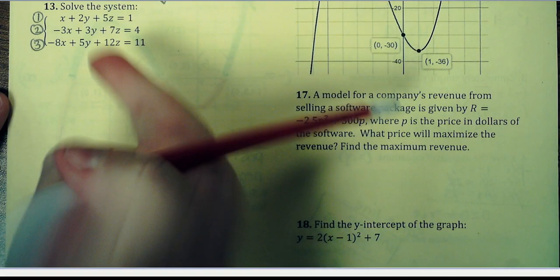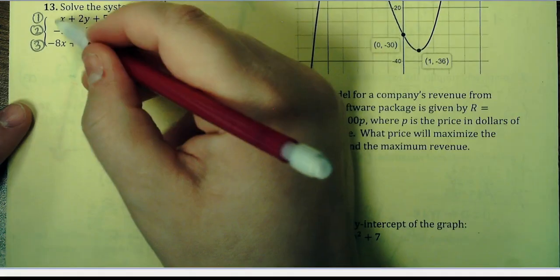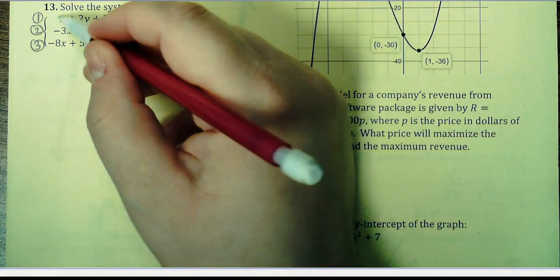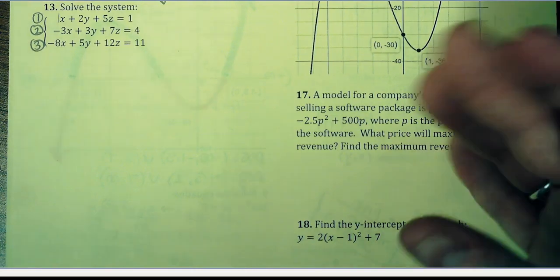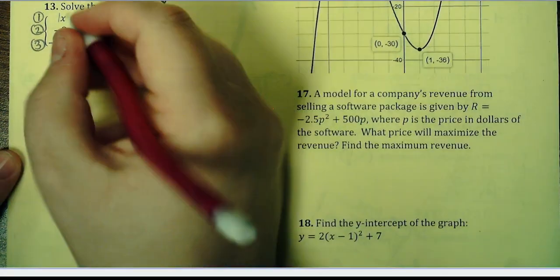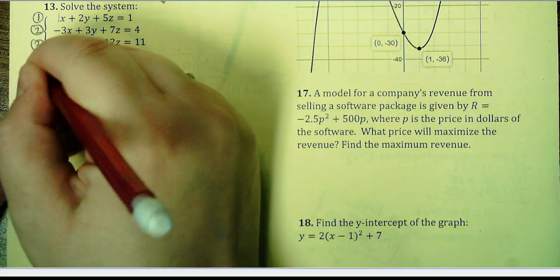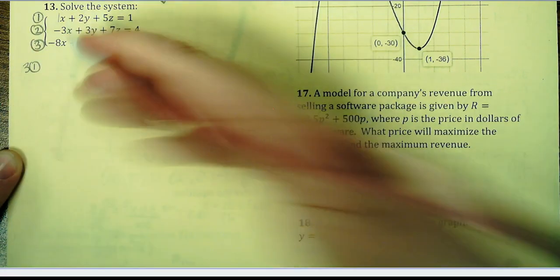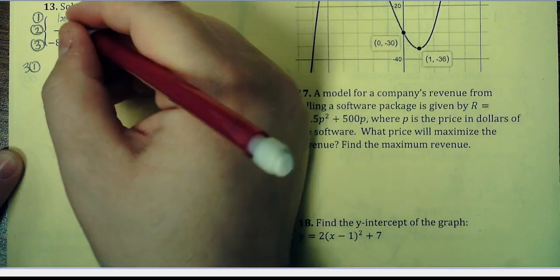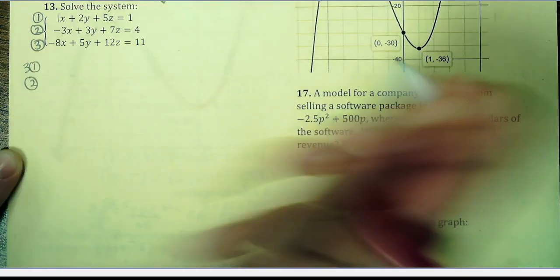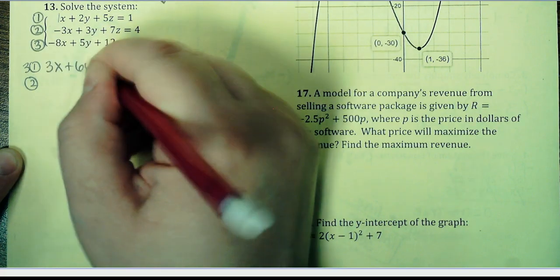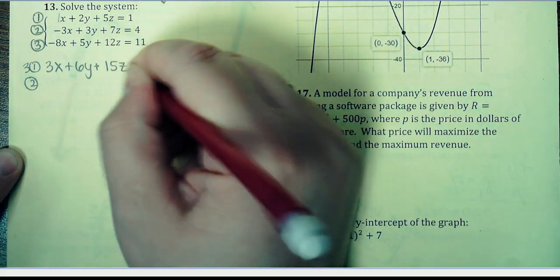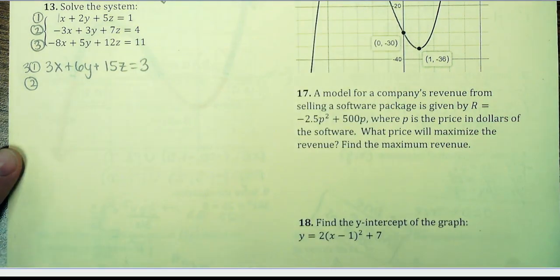To me, immediately when I look at that system, if you ever have a variable that just has a 1 in front of it, like I have the x, that's really easy to use in your favor to get an elimination situation going on. So here's what I'm going to do. I'm going to take that first line and multiply it by 3, and that's going to allow me to eliminate x if I match that up with the second line. So let me go through here. This would be 3x, 6y, 15z, and that would be equal to 3 if I multiply everything by 3.